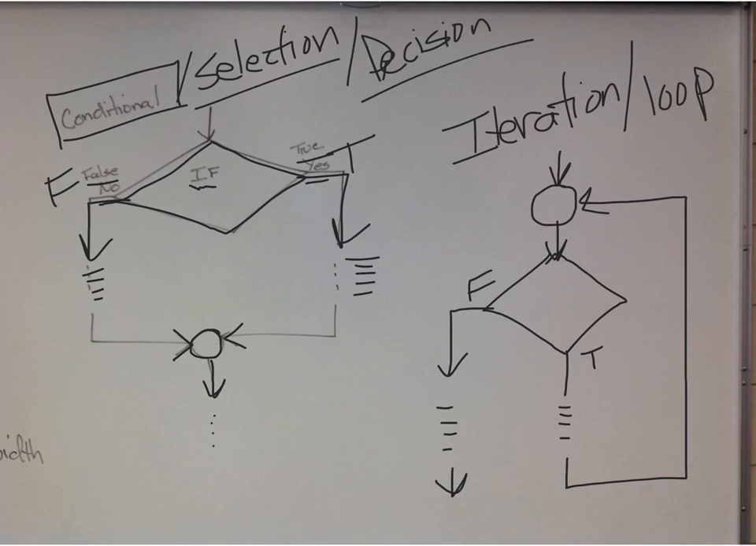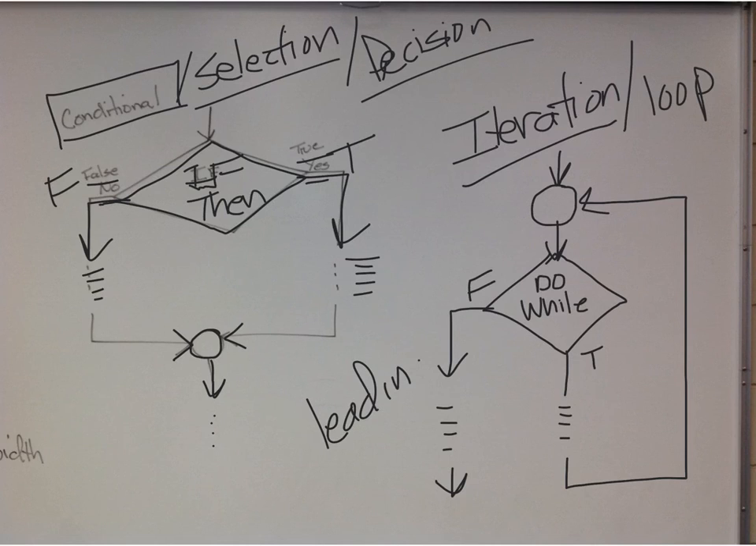This is often referred to as a do-while. And this is often referred to as an if-then. But the names of it, this is an iteration, this is a leading decision. Obviously then we have a trailing decision, which we'll talk about later on.